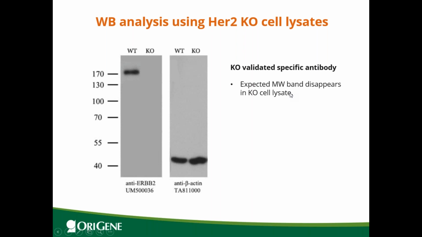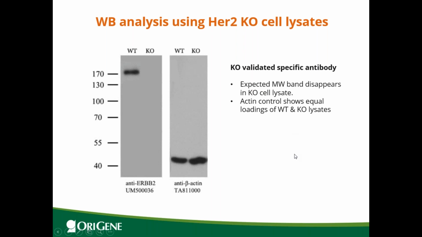From this data, we can see this anti-Her2 antibody can pick up the specific human Her2 protein in the wild-type lysate and shows no signal in the knockout lysate. And of course, the beta-actin control shows an equal loading of these two lysates. So this actually provides another strong piece of evidence for the specificity of this antibody through a negative control. Together with those positive lysate and protein chip results, this gave us a solid data set for the specificity of this antibody.